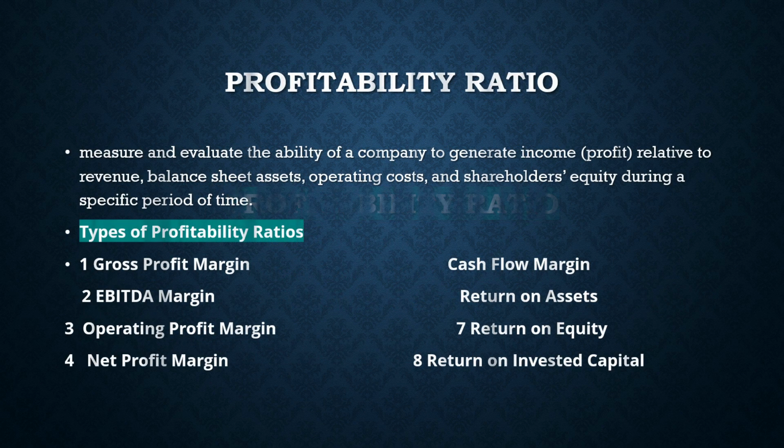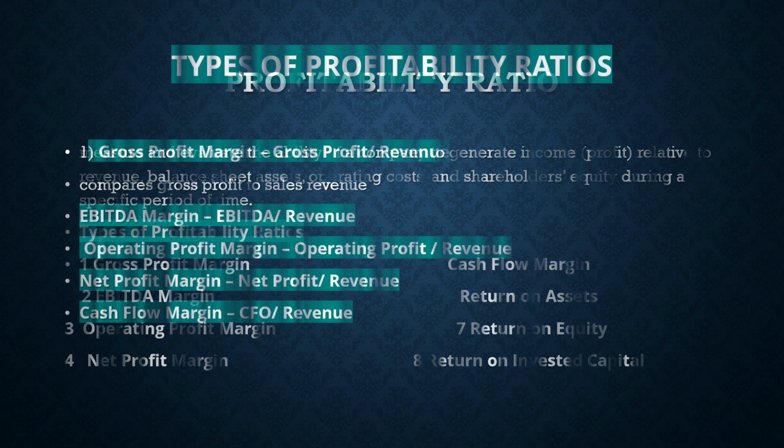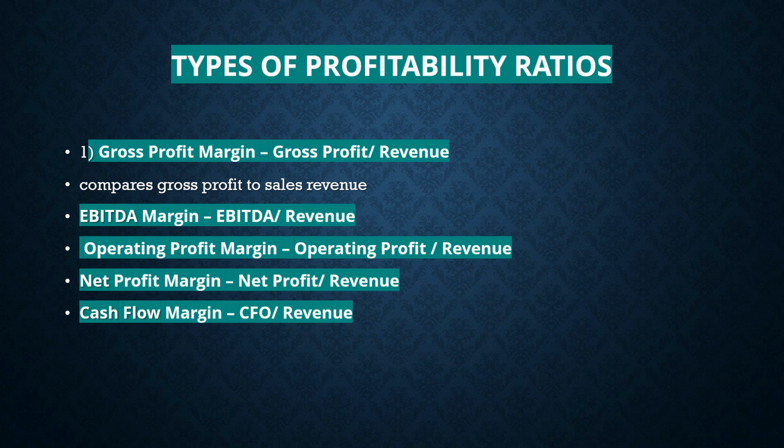Profitability ratio. Profitability ratio is used to measure and evaluate the ability of the company to generate income, profit relative to the revenue, balance sheet assets, operating costs, and shareholder equity during a specific period of time. There are eight types of profitability ratio: gross profit margin, EBITDA margin, operating profit margin, net profit margin, cash flow margin, return on assets, return on equity, and return on investment. That is also called ROIC.